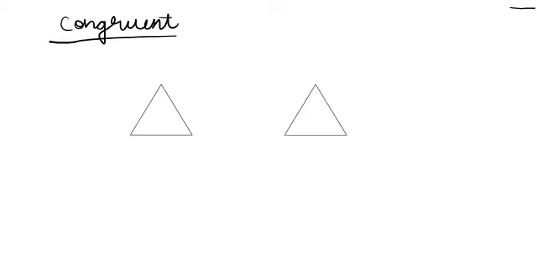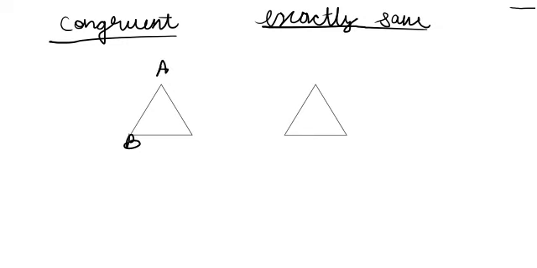Congruent means what? If two triangles are exactly the same, it means everything in them is the same: the angles, the sides, the vertices, everything. Suppose this is my triangle ABC and this is PQR, let's say.